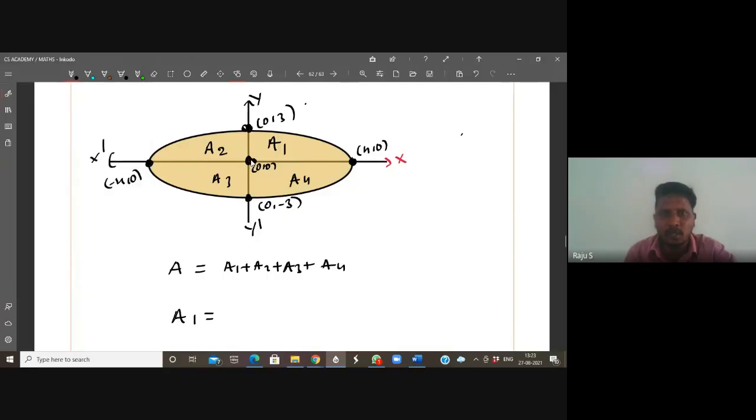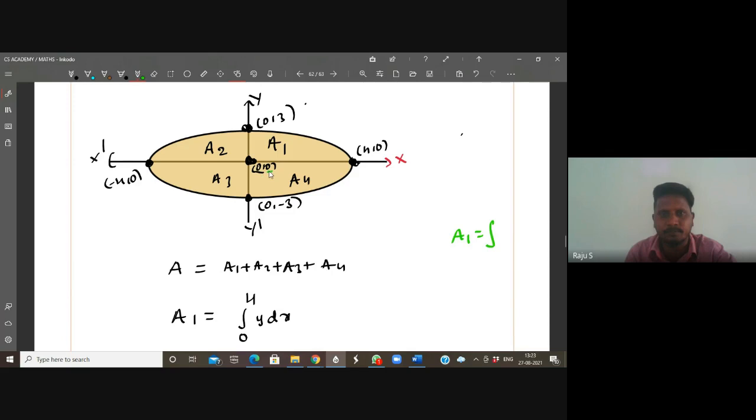To where the lower limit is 0, upper limit is 4. So you may take here 0 to 4. So when you take the integral, the limits are 0 to 4. When you take the limits on the x-axis, you should take the form y dx. Or else you may find the area of A1 with the help of y limits also.